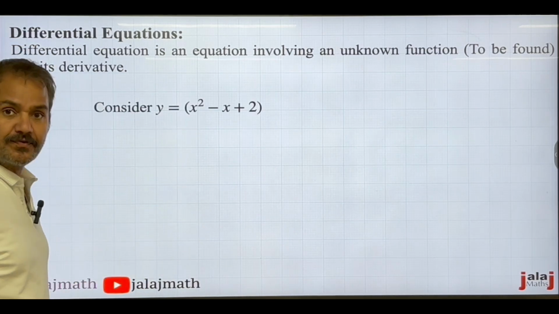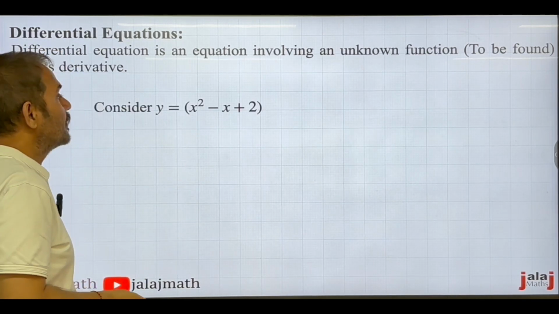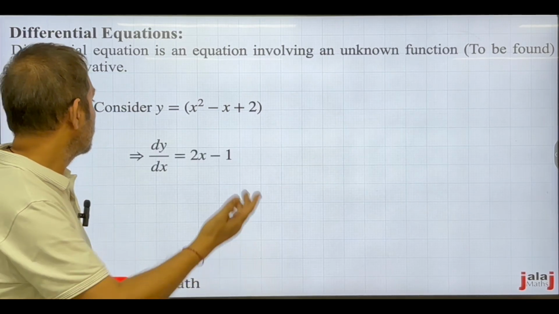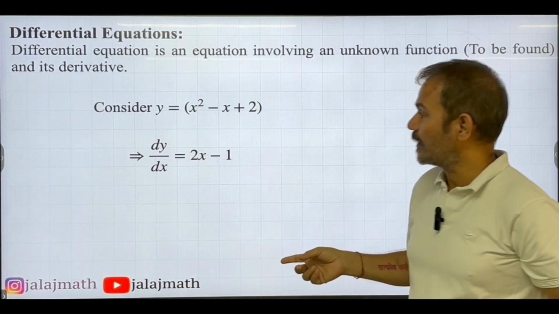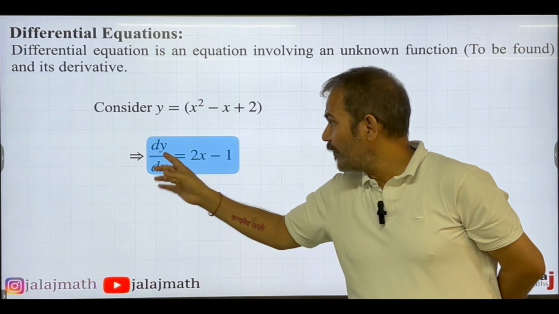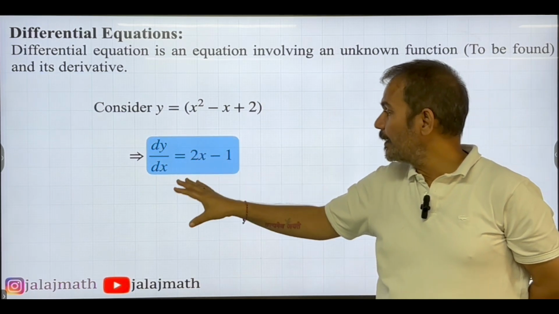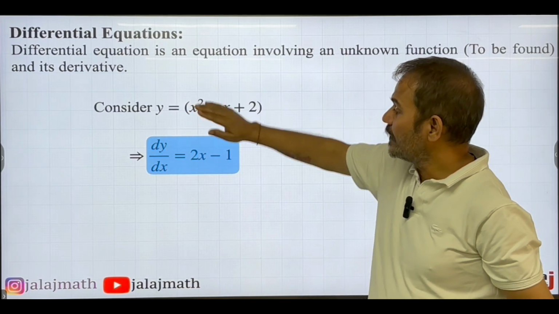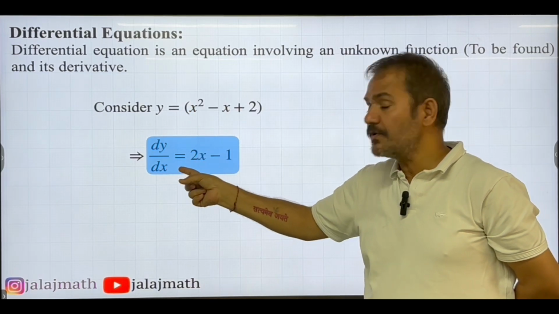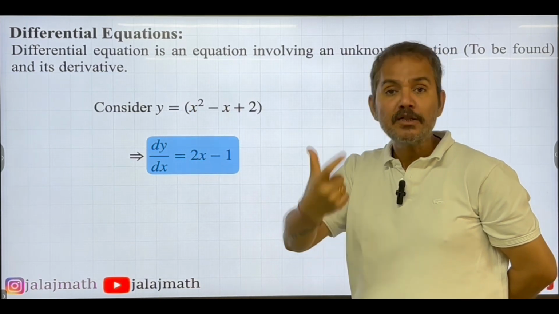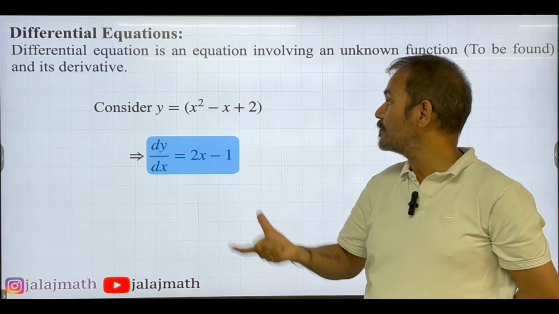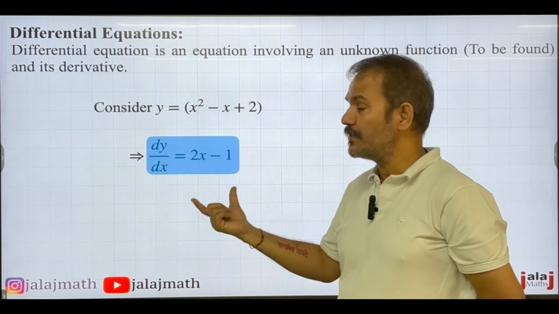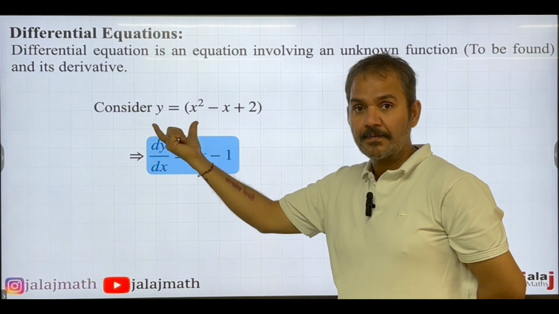For example, this is the function y = x squared minus x plus 2. If you differentiate this function, you get 2x minus 1. What if you are only given dy/dx = 2x minus 1, and this function is not given? Then this is a differential equation with an unknown function, which is y = x squared minus x plus 2. So when you solve this differential equation, you get back here.